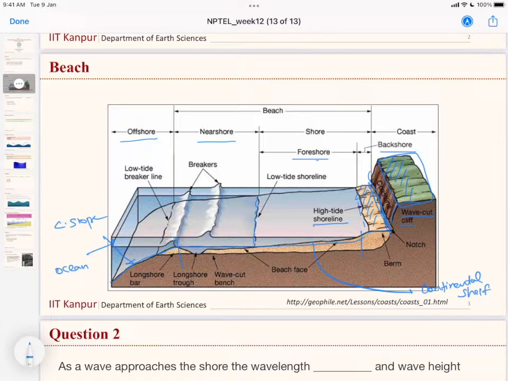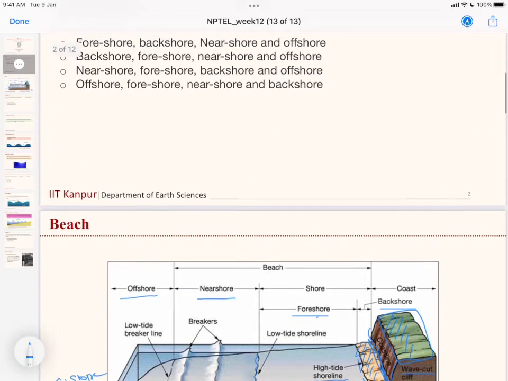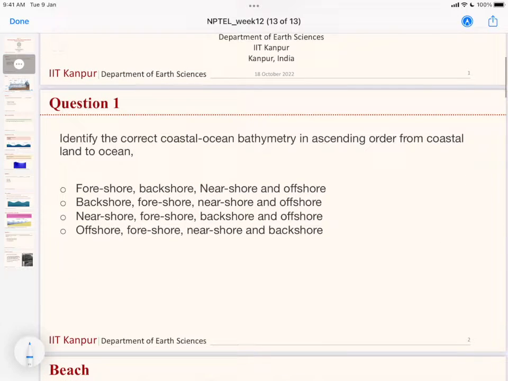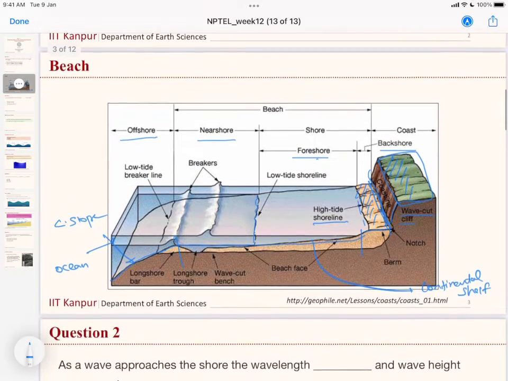So now, having an idea about the sequence, I think we can answer the question. What should be the order? We have to mark from the coast to the ocean area. Can you suggest what would be the appropriate answer? It's B, because first we see the backshore, then the foreshore, then the nearshore, and the deepest is the offshore, which comes after the continental shelf. Sorry, not continental shelf, continental slope.